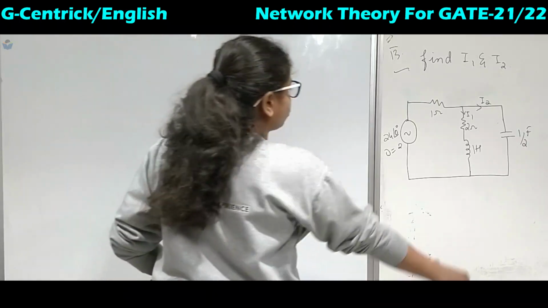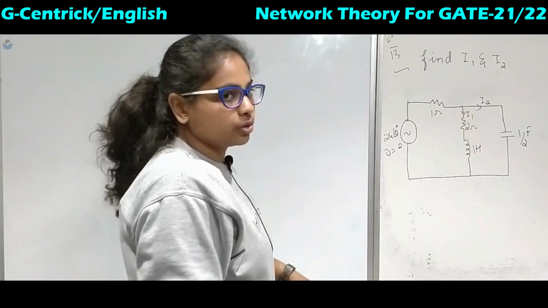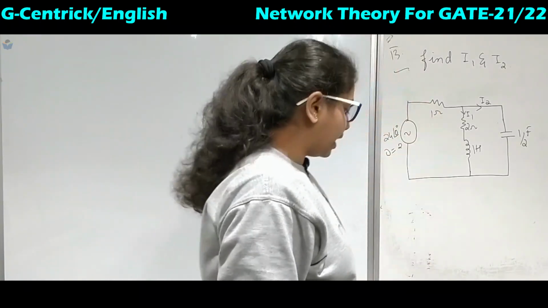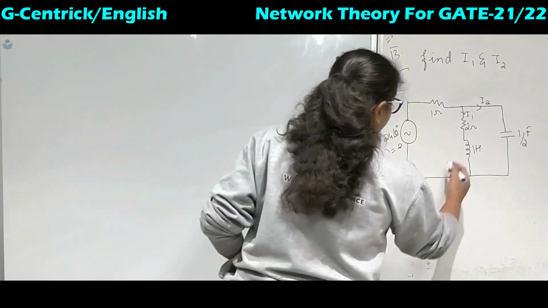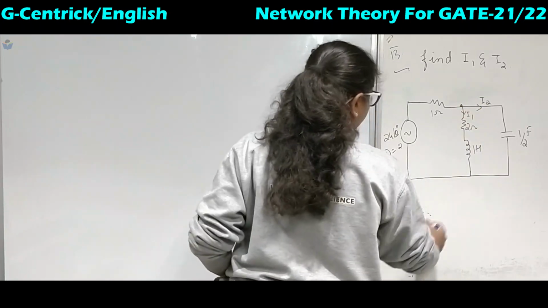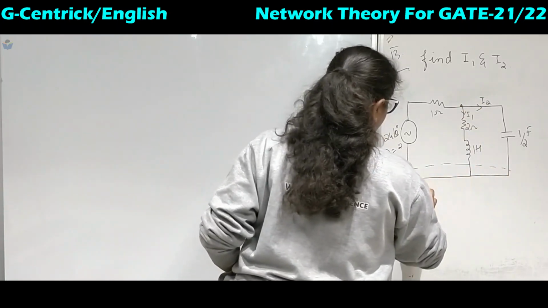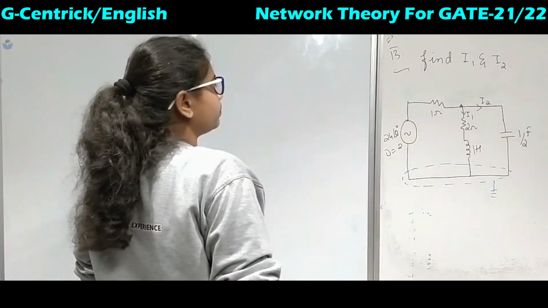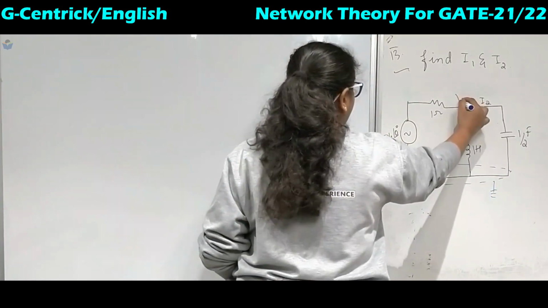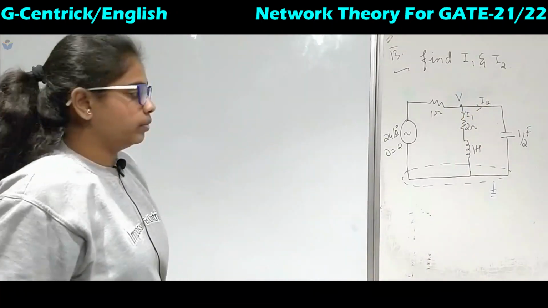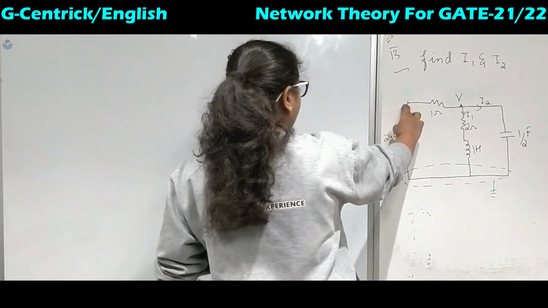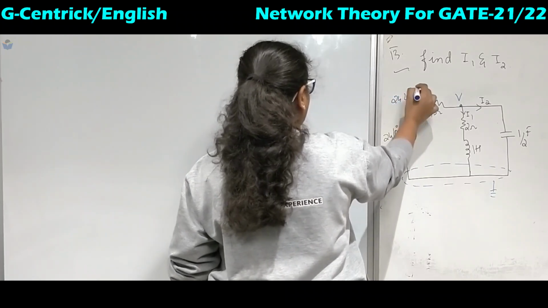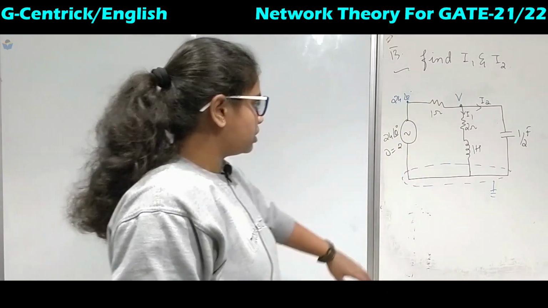Before that, how do you solve this problem? Basically we can solve this by nodal analysis. Now if I take this as one node and this as the reference node, this is the node, I will call it V. Now here, what will be the voltage? It is 24 angle 0 degree. Now this is the reference node.